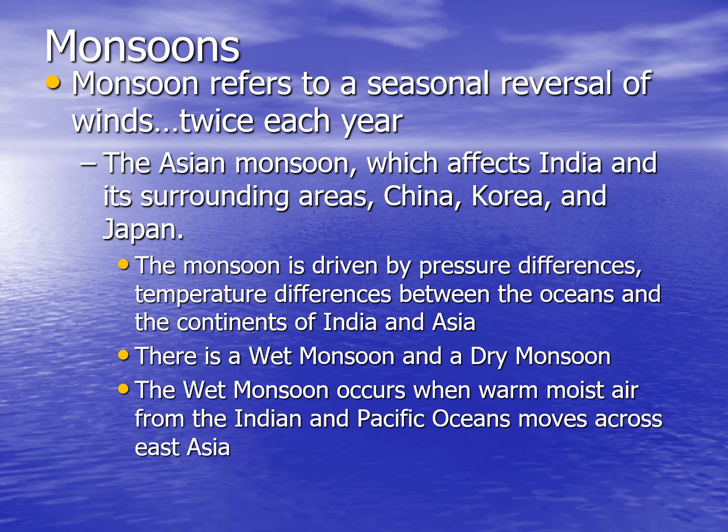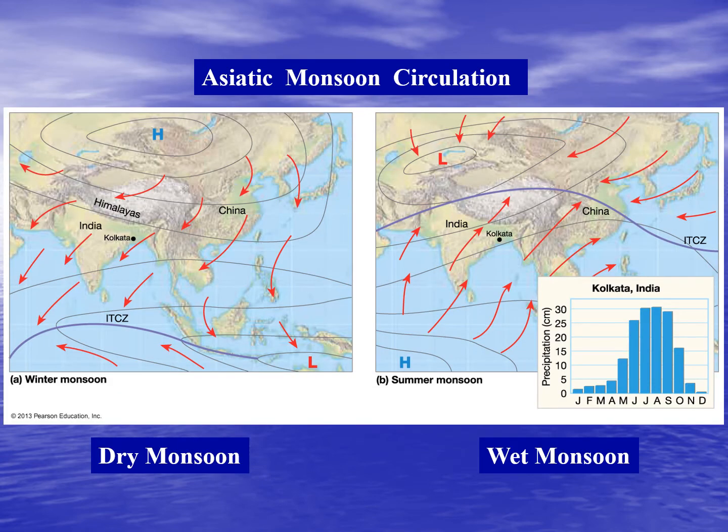Okay, so the most famous monsoon is the Asian monsoon, which affects India, China, Korea, Japan, Southeast Asia. The monsoon is driven by pressure differences due to temperature differences between land and water, between the oceans and the continents of India and Asia. So this goes back to the differential heating of land versus water. There's a wet monsoon in the summer months and a dry monsoon in the winter months. Why does this occur? Well, we should have a map coming up on the next slide, and we'll discuss it there. The wet monsoon occurs when warm, moist air from the Indian and Pacific Oceans moves across to East Asia in the summer.